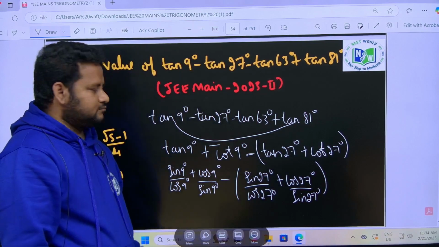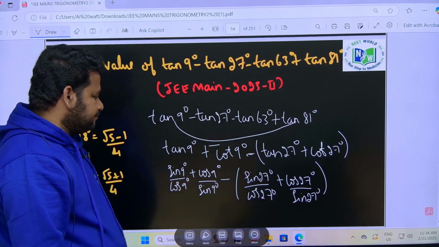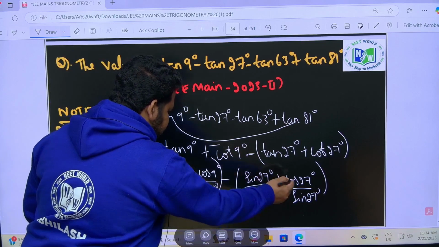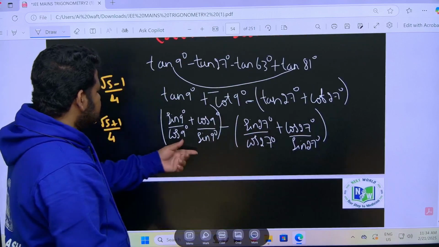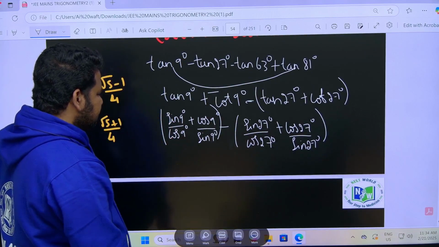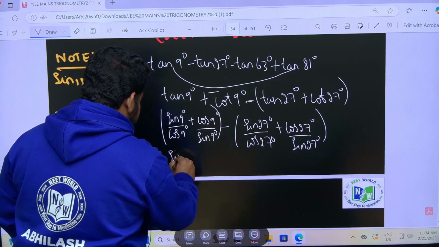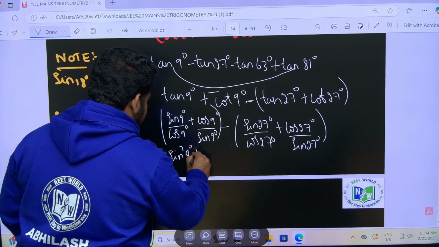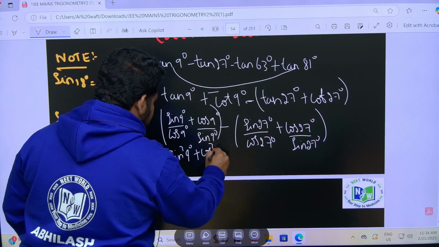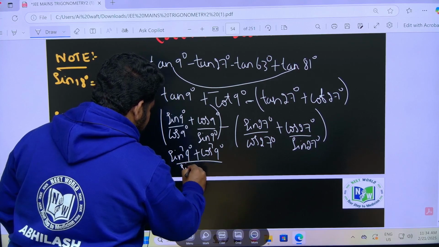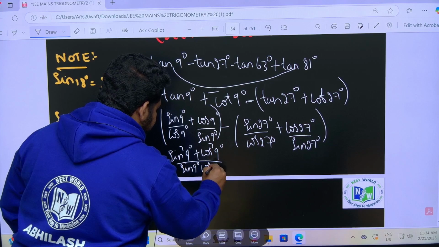Fine, I have written it in sin and cos form. Now let me take this one first. Let me solve this one, then this one. If I take the LCM, this will be sin 9 cos 9, and this will be sin square 9 degree plus cos square 9 degree, divided by sin 9 degree cos 9 degree.